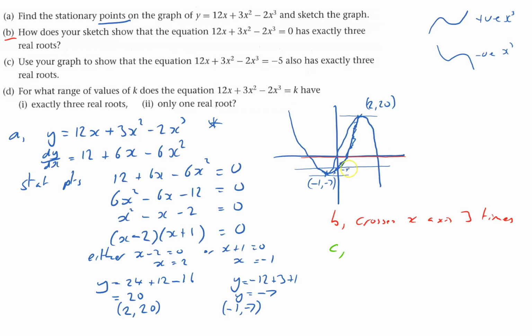So I have done it. That's minus 5, and I've got 1 point here, another one there, and there. That's 3 points. That's C done, and now D.